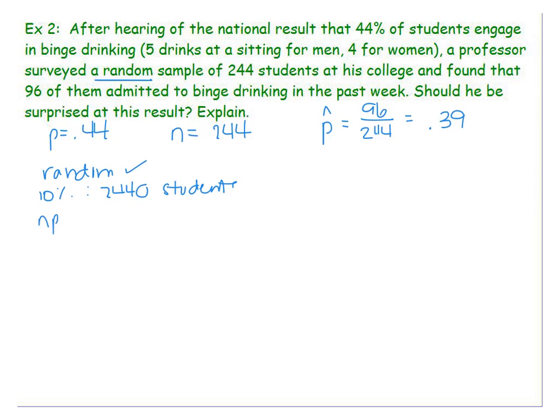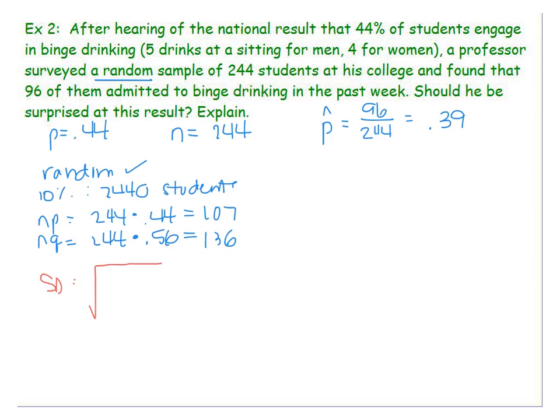So now we got to check NP and NQ. So we got to take 244 times 0.44, and we have to take 244 times, if you take 100 and take away 44%, you get 0.56. And so for NP, I get 107, and for NQ, I get 136. So those are definitely no problem. So what's the next thing we have to find? Well, the next thing we need is the standard deviation.